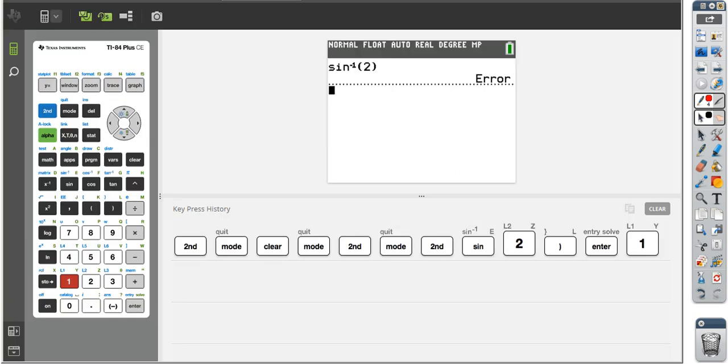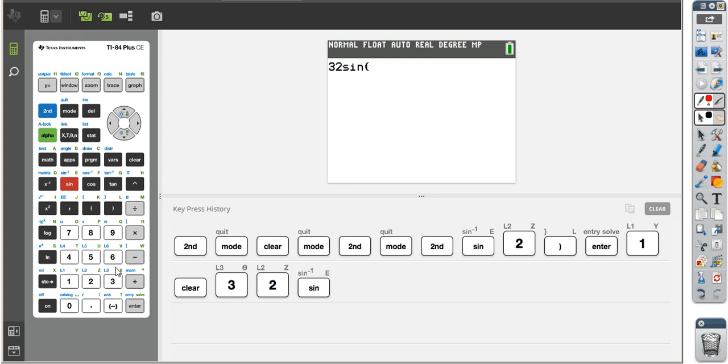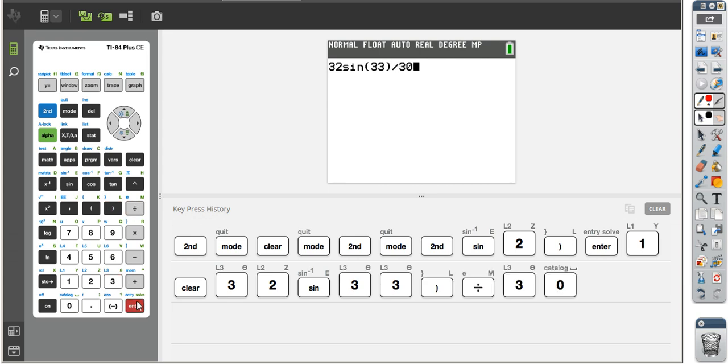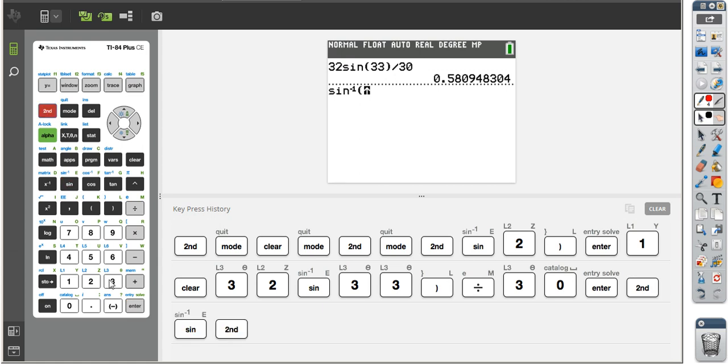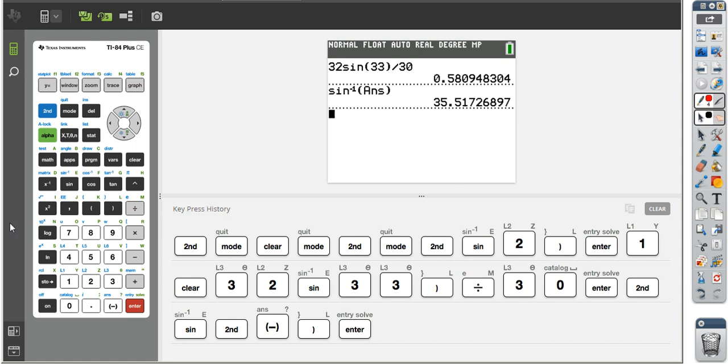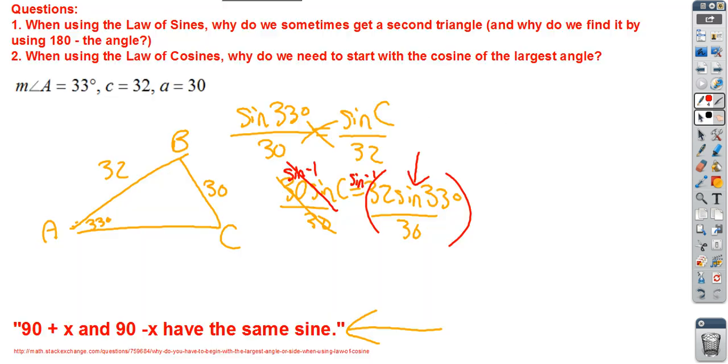32 sine 33 divided by 30. So let's just calculate that real quick. So 32 sine 33, and we will divide that by 30. That is equal to 0.58, and then let's take the inverse sine of that, and we'll get 35 degrees. Okay, 35 degrees. So first of all, let's just write that down. So angle C is 35 degrees.